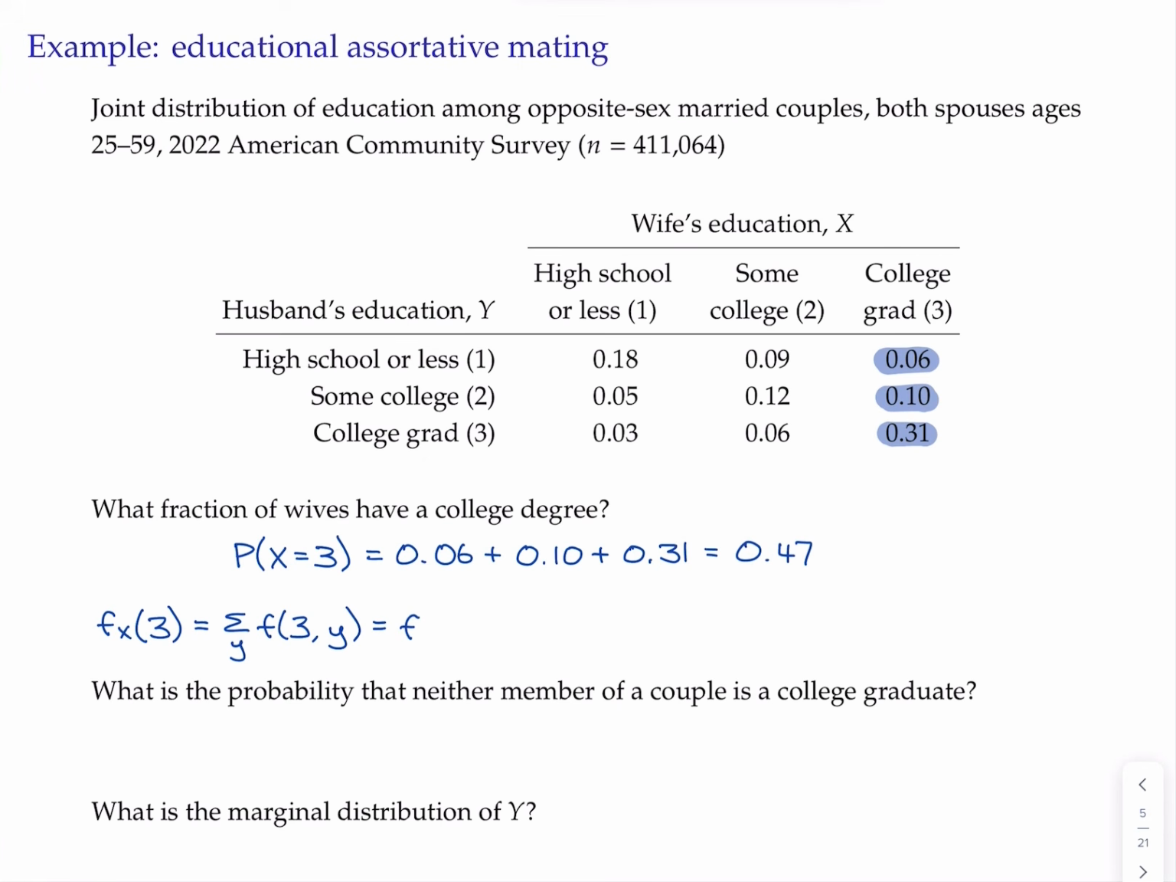Let me just move this over to be a little more explicit about it. So we have 3, 1: x is 3, y is 1. That's the 0.06. Similarly, 3, 2 and 3, 3 are referring to xy pairs there. So that's what it means to add up across the possible values of y there. All right, so that's an introduction to joint distributions.